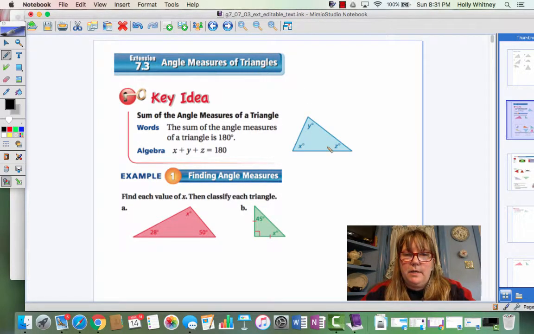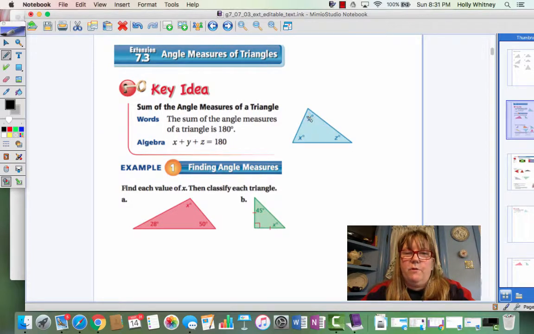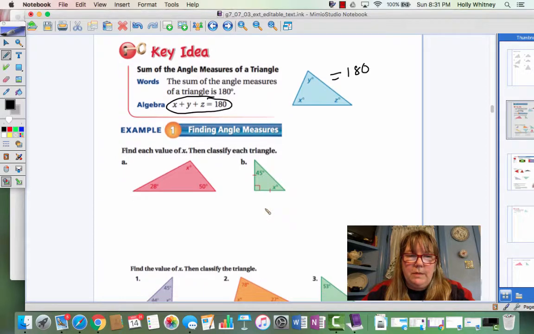Hi, and welcome to 7.3 Extension. This is the lesson that really puts together something I made reference to before: if I add up the three interior angles of any triangle, those three angles added together have to equal 180 degrees. So x plus y plus z is equal to 180. Let's try some examples of this.